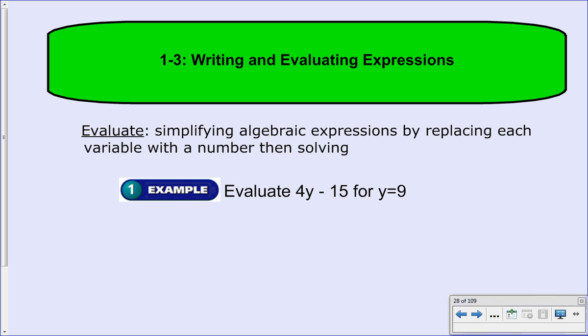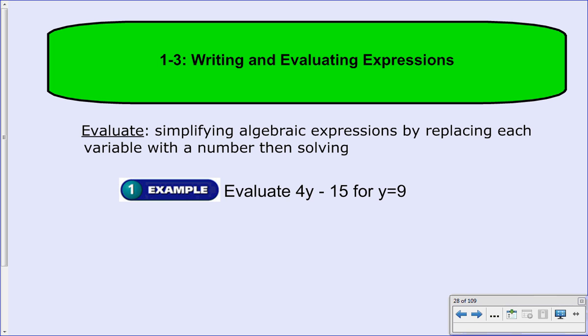So in the first lesson we did, 1-1, we had to write in variables. We left it as x plus 10 or x divided by 30. Here, they're going to give us an expression, and we need to write it out and solve it. We're going to put a number in. So we're kind of flipping it. So here's what they give us. Evaluate 4y, meaning 4 times y, minus 15 for y equals 9.